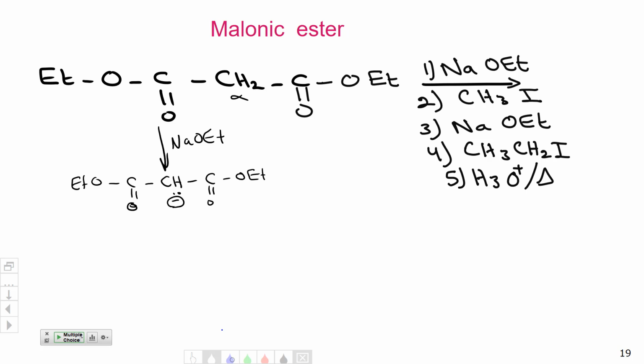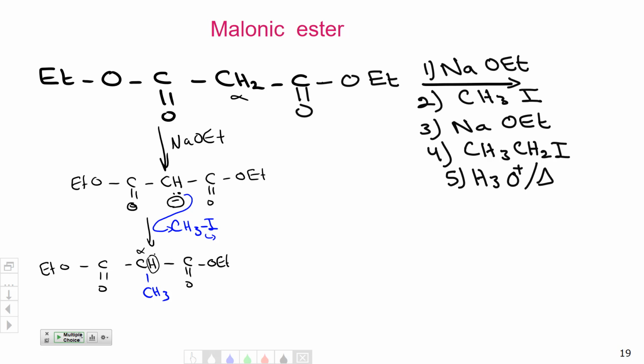The next step is the addition of the CH3I. So the alkyl halide is not tertiary, not phenyl, not vinyl, so the reaction will take place, and that would result in the following: the methyl and the ester. But usually at this step we add the H3O plus heat and we end up with the carboxylic acid. But sometimes we don't stop there, and as long as there is another alpha hydrogen, we can deprotonate it and add one more alkyl.